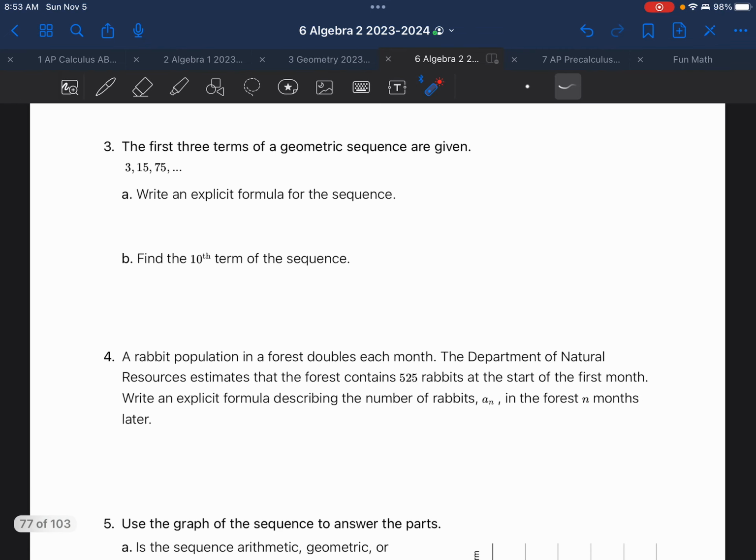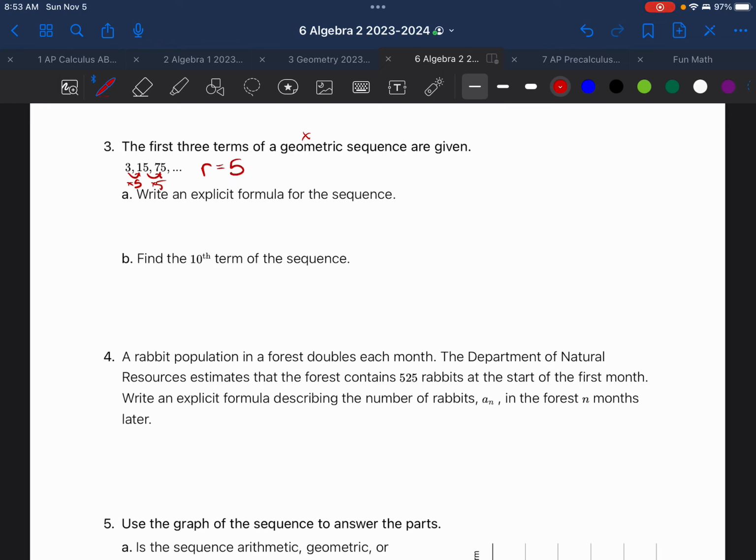All right, let's move on to number 3. The first 3 terms of a geometric sequence are given. All right, and if it's geometric, that means we're going to be multiplying. So how do I get from 3 to 15? I multiply by 5. From 15 to 75, again, multiply by 5. Okay, so the common ratio, r, is going to be 5 in this case.